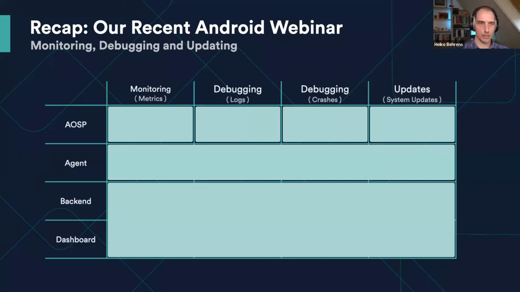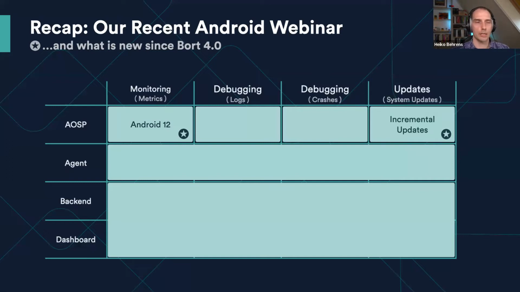We said some of this comes out of the box on AOSP, and for other items you would need a special agent on the device. Well, that's Bort. And then there's a backend part to collect all of this and a dashboard to present it. Basically we said all of this is covered by Memfault, hence the green color. And I was thinking, now that we have additions, can we make it even greener now that we do even more?